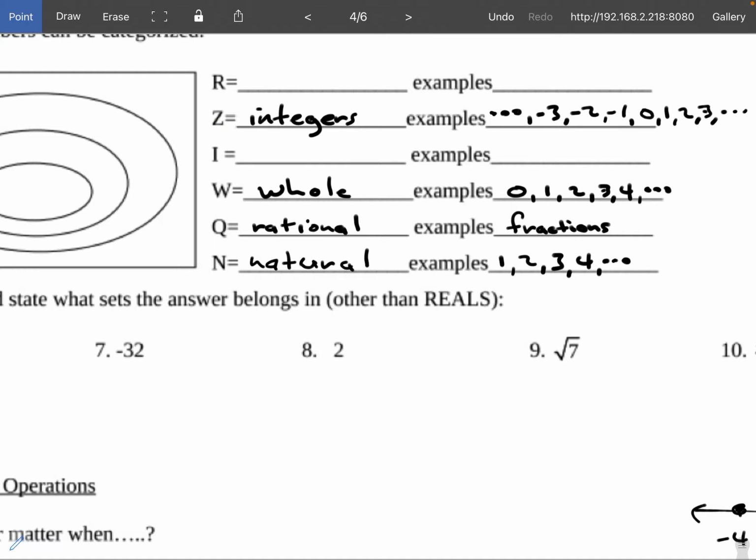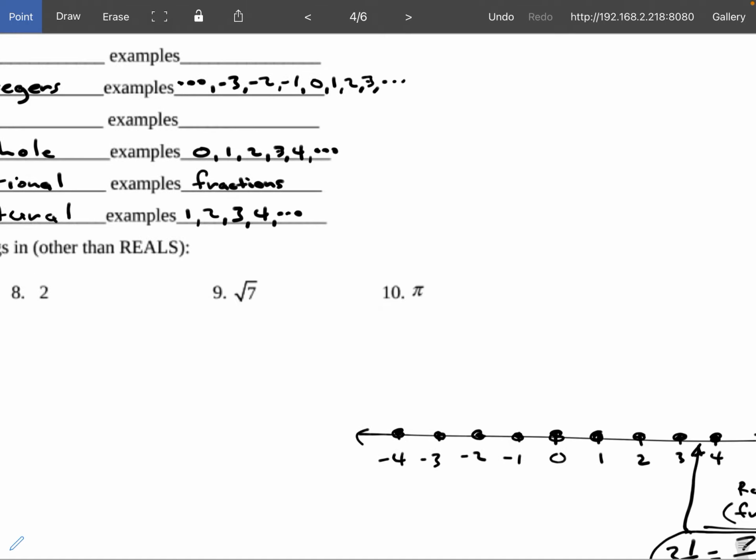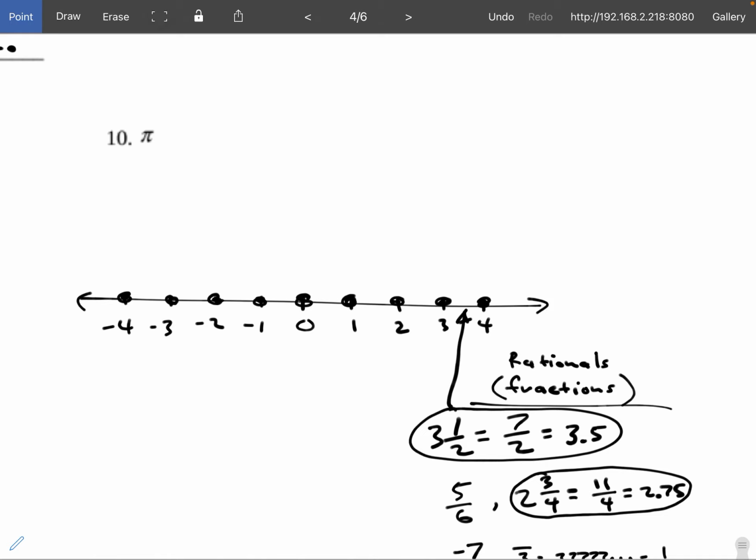All right? So that fills in a bunch of our number line. Because right there, we put in 3.5, right? But it turns out there's still infinitely many numbers missing between 3 and 4.